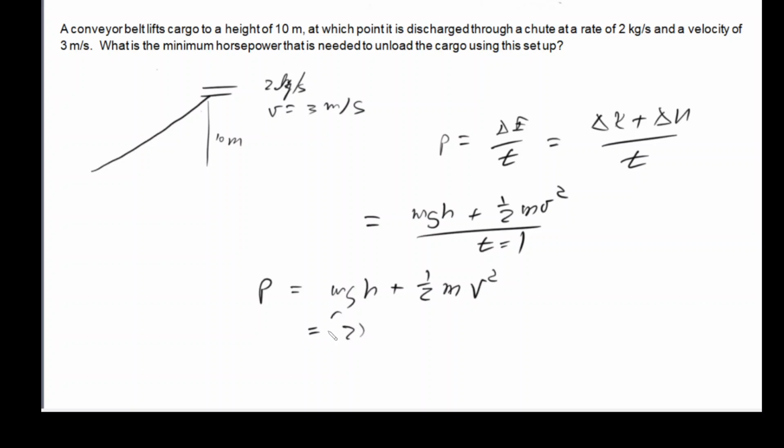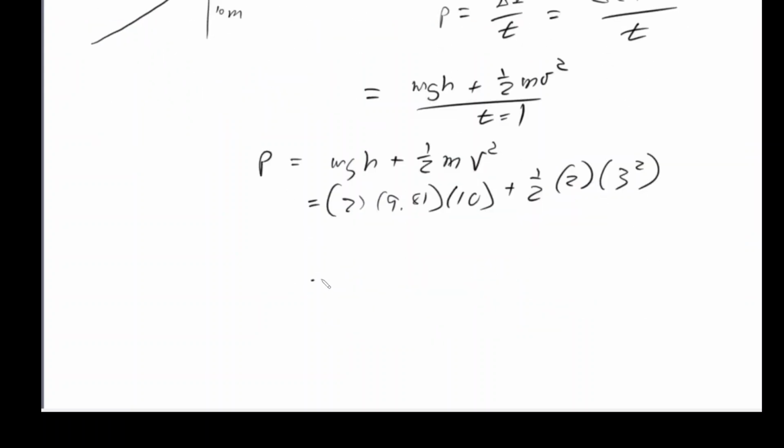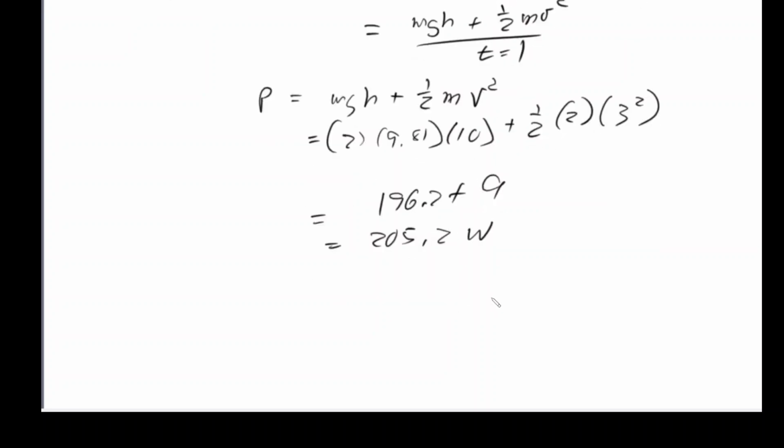so that's 2 times 9.81 times height of 10 meters plus 1/2, 2 times velocity, which is 3 squared. So that is equal to 196.2 plus 9, or 205.2 watts. But it's asking what the horsepower is.